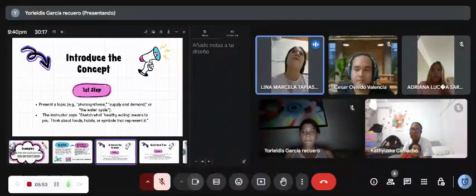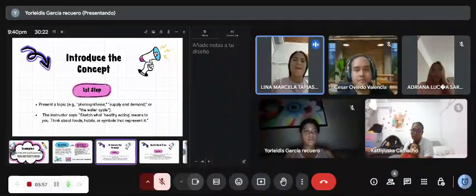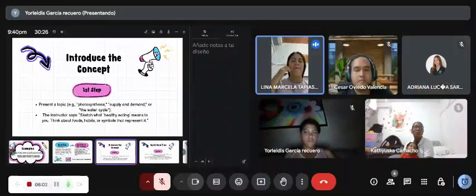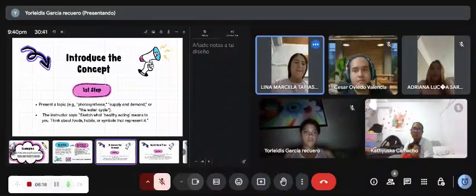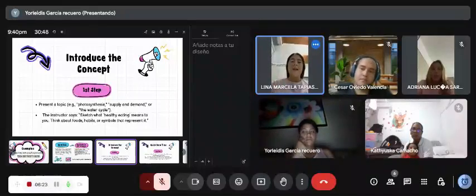So now I'm going to talk about introducing the concept. This step is about presenting a new topic to students. The teacher will introduce a concept, for example healthy eating or photosynthesis, and so on. Then you will ask the students to think about what the concept means to them and to sketch a representation of it. For example, if the topic is healthy eating, a student can think about food, habits, or symbols that represent it.